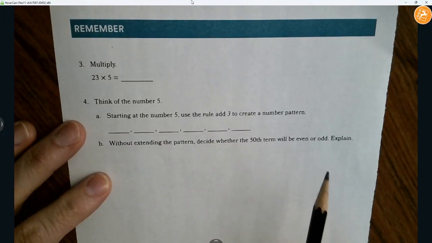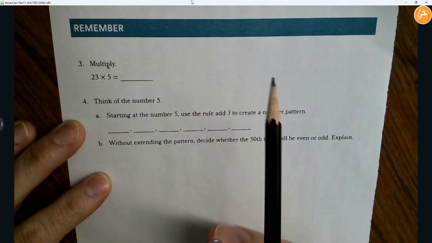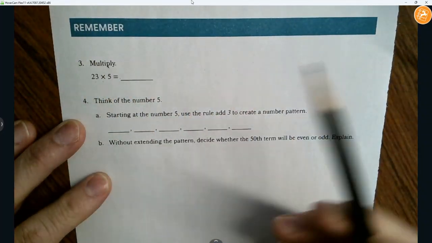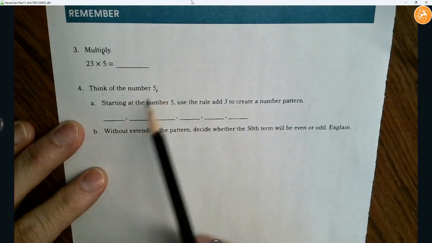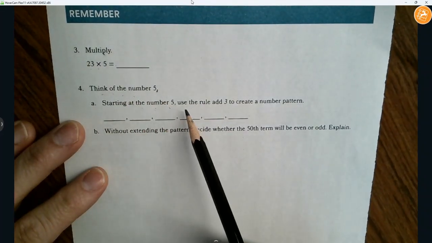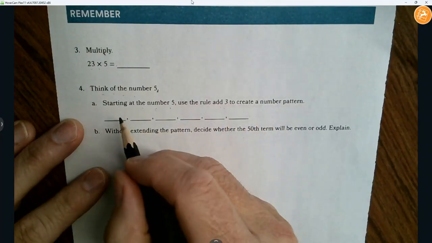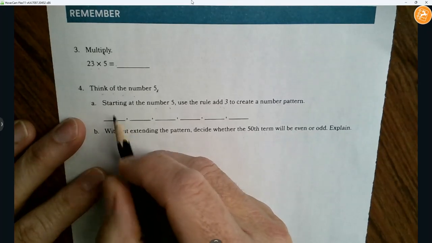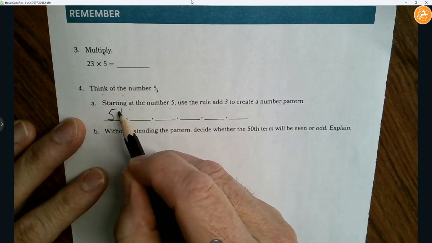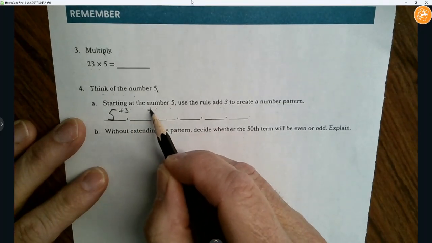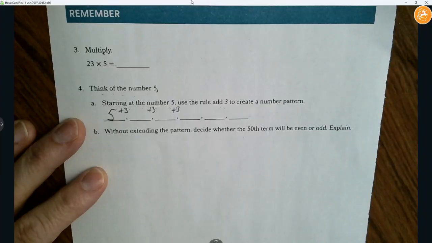On the back, we have multiply 23 times 5. Nice, neat, and easy. It doesn't tell you how to do it, so do it however you want. The next one says, think of the number 5. Start at the number 5. Use the rule of add 3 to create a number pattern. So if you start with 5, find 5 plus 3. Find this number plus 3. Find this number plus 3. And keep going until you're done.